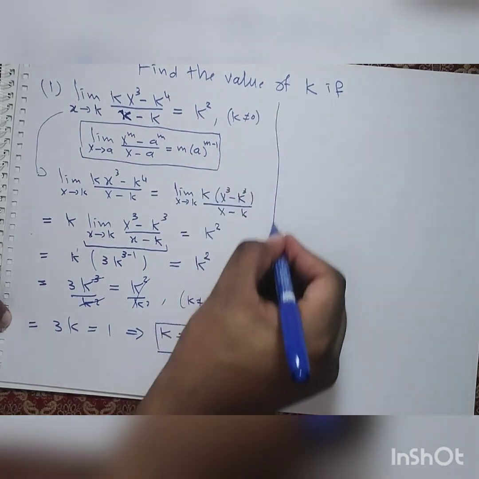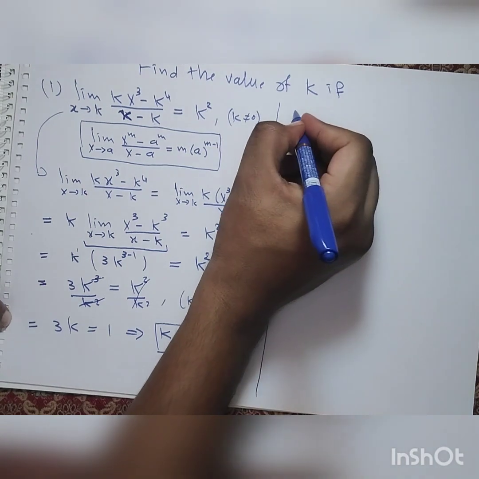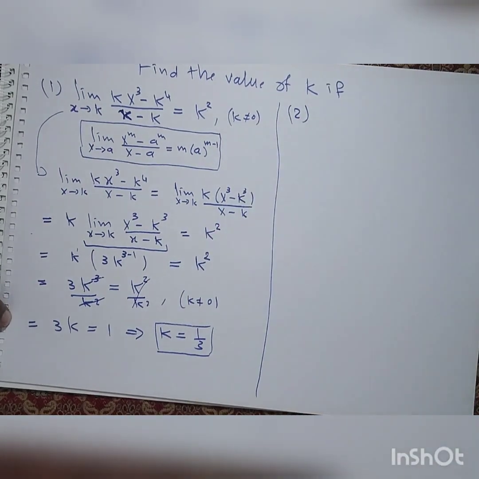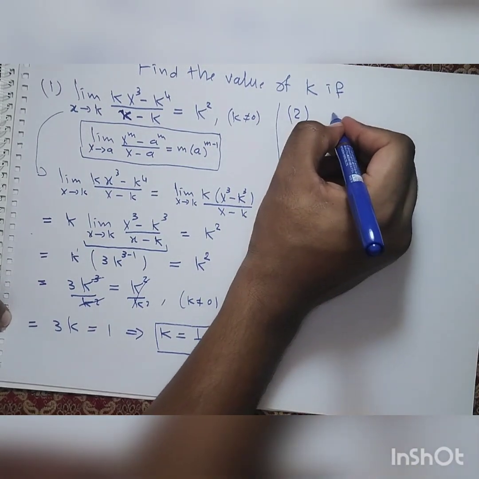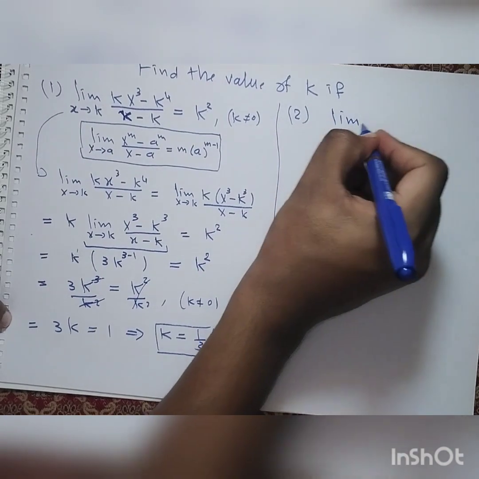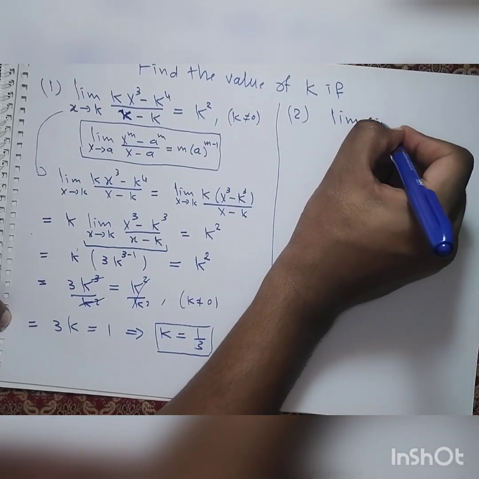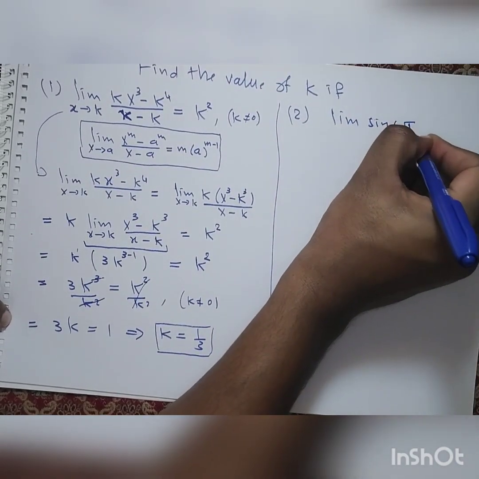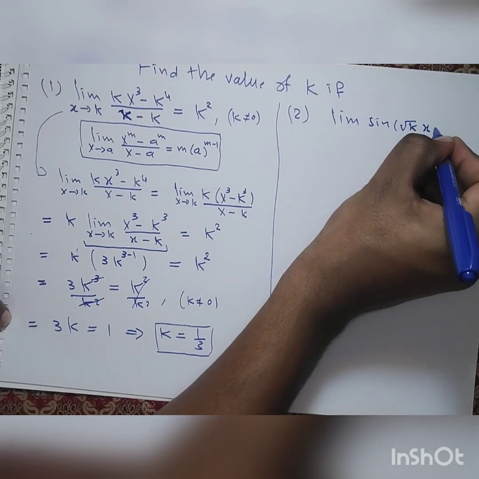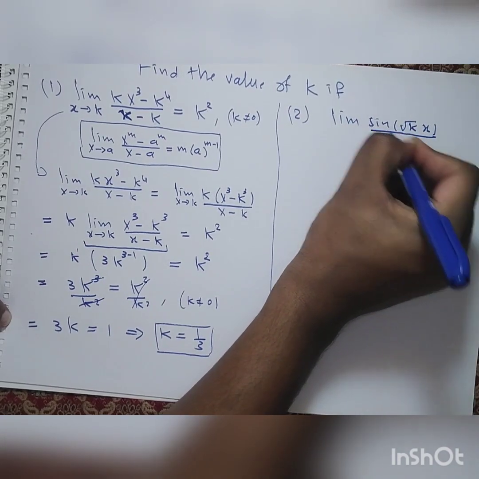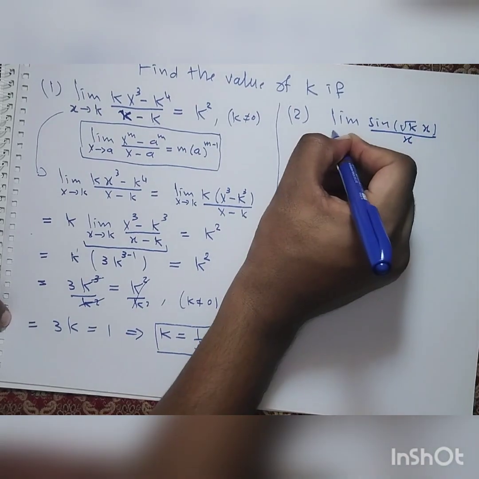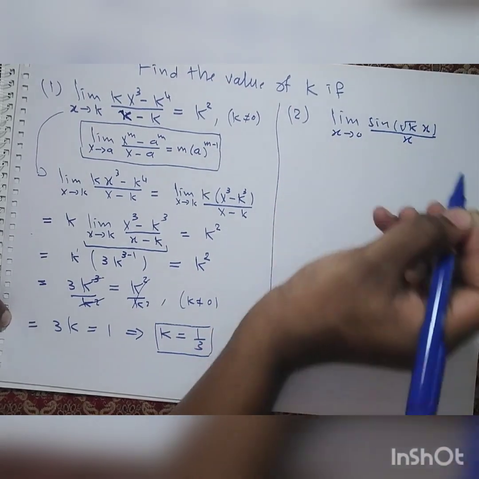Now let us continue with the second one. The second one says we have the limit of sine of the radical of k times x, then everything divided by x, when x approaches 0.